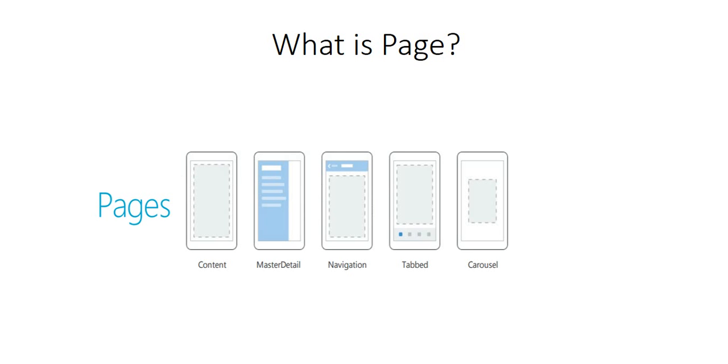Actually, what is a page? The page class is a visual element that occupies most or all of the screen and contains a single child. A Xamarin.Forms page represents a view controller in iOS or a page in Windows Phone. On Android, each page takes up the screen like an activity, but Xamarin.Forms pages are not activities.